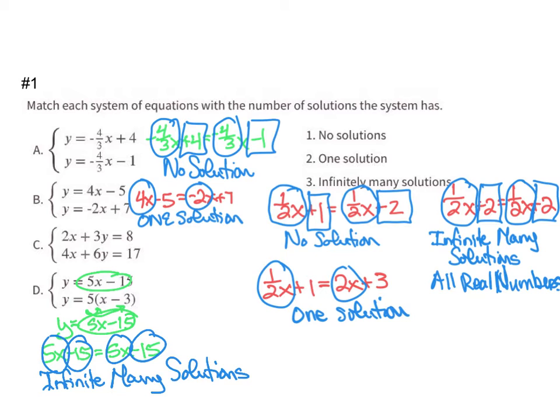So now let's look at C. C has all these different things. Are these equations solved for y? They are not. So what I'm going to do is take this top equation and put it at the top. We have 2x plus 3y equals 8, and I'm going to solve for y. I'm going to get y by himself. So I need to move the positive 2x, so I'm going to subtract the 2x from both sides.